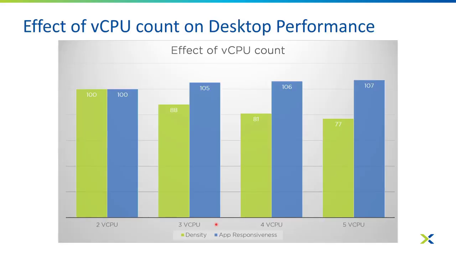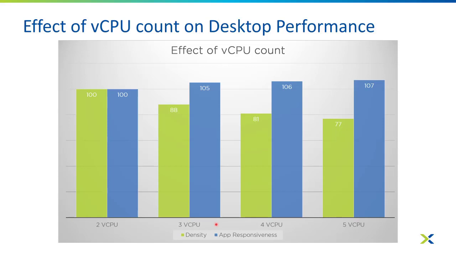So the effect of the virtual CPU count on desktop performance. Now, I've spoken to a few customers over the years where they all have their own definition of what they consider to be a standard desktop. I've seen examples of 4 CPU, 6 vCPU, or 8 vCPUs. That's their standard Windows desktop. So Windows 10 desktop with 8 vCPU. That's a bit of overkill.